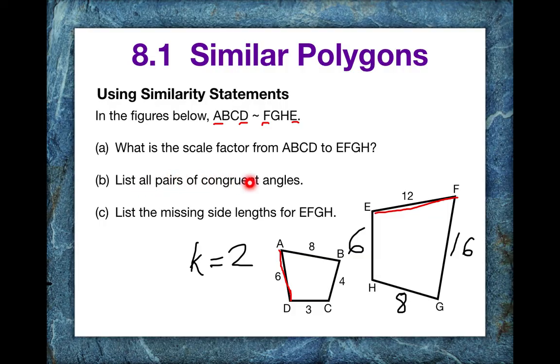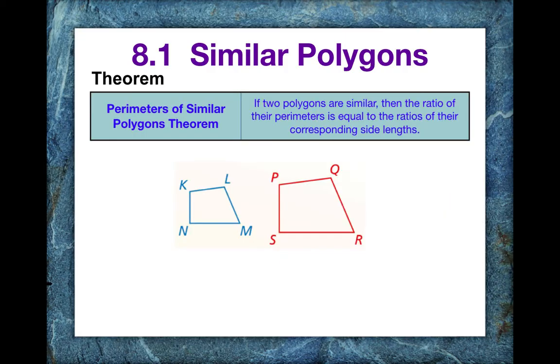List all the pairs of congruent angles. Well, A corresponds to F, B corresponds to G, C to H, D to E. And that's how we would list the pairs of congruent angles.